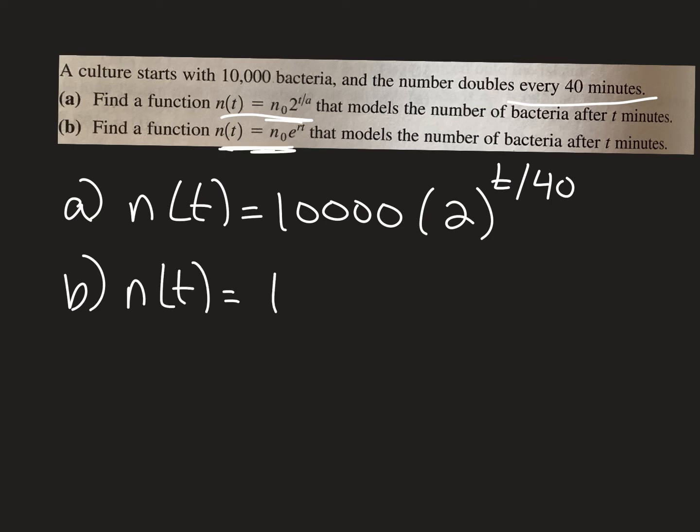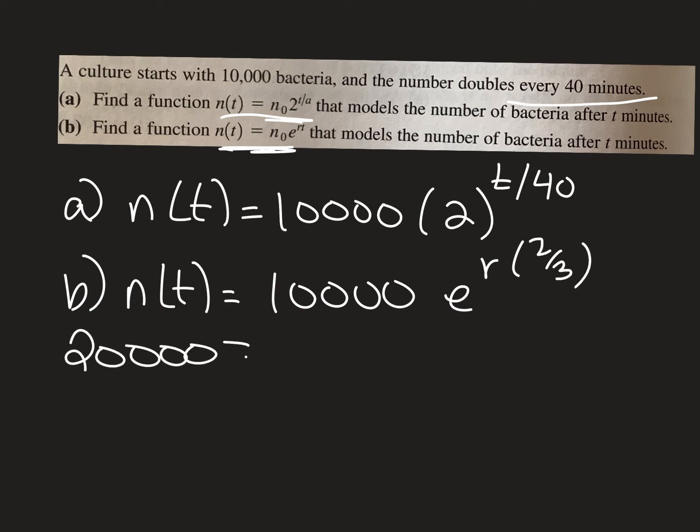The initial amount again is 10,000, e to the rt. So I need to find the rate here. And because I don't know the rate, I'm going to find it here. What I know is it's r, that's what I'm looking for. The time is in minutes, so I'm going to say 40 minutes is 2/3 of an hour. I'm going to change it to hours. All right, and the final amount's 20,000, since it's doubling. This is 10,000 e to the 2/3 r.